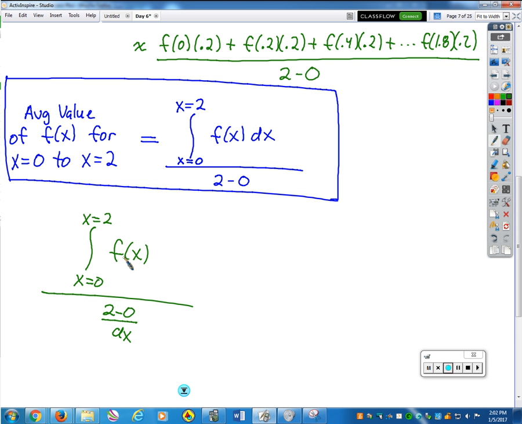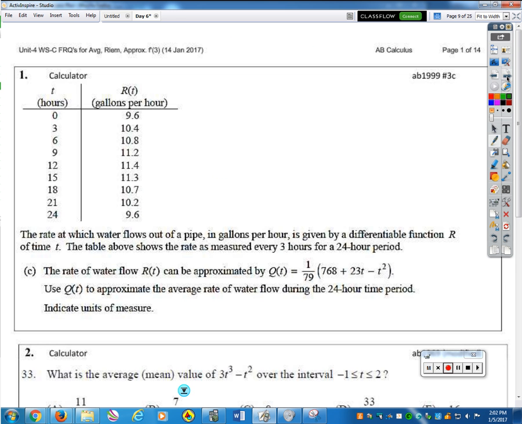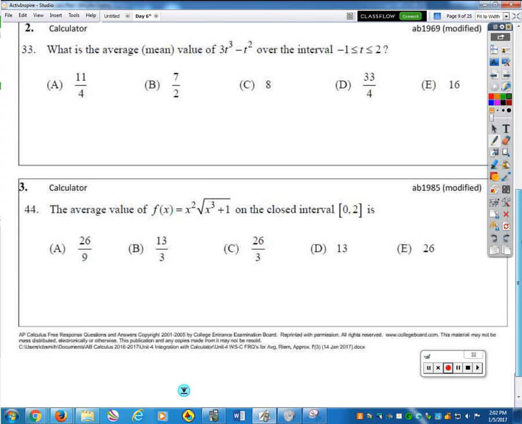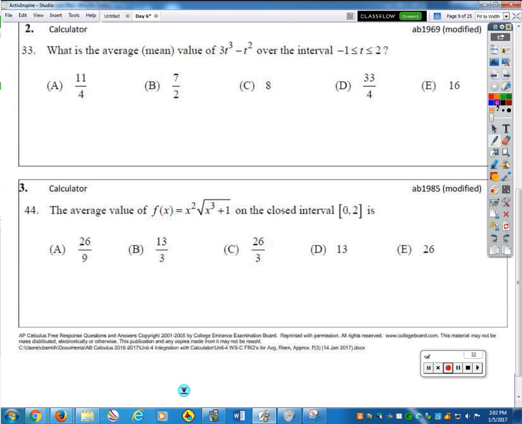Anybody else? Cool. So all you have to do now is figure out how to use this on different problems. So we'll do some examples. So going to the yellow sheet, I look at problem 3, and it says, find the average value of this function on this interval.